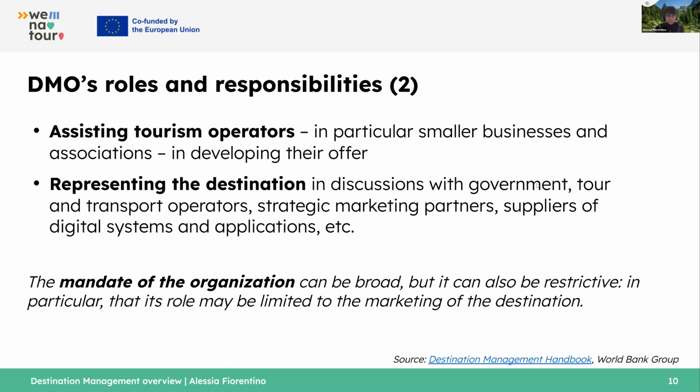And the destination management organization's roles and responsibilities are normally stated in what we call a DMP, Destination Management Plan, or strategic plan, or operational plan. But just to say, it is something written that changes every maybe 1 or 3 or 5 or 10 years. It depends on the strategic plan and on the destination.